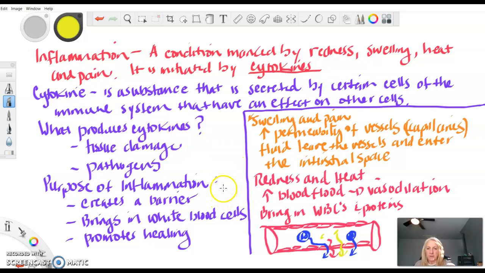All right, I think that's about it. Make sure you remember the key symptoms: the redness, swelling, heat, and pain, and don't forget why they happen and what causes them to occur.